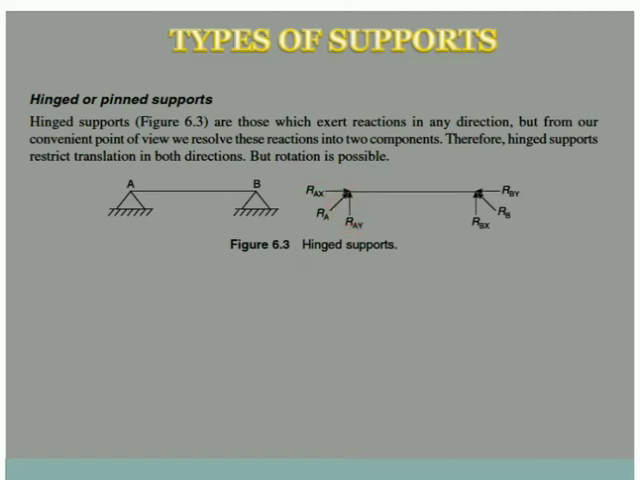This type of support restricts horizontal movement as well as vertical movement. It only permits rotation. So in this support, two reactions develop, one horizontal and one vertical. Now in roller supports there was no horizontal reaction, whereas in hinge support you will get a horizontal reaction. Hinge only permits rotational movement, it restricts horizontal movement as well as vertical motion. You cannot move horizontally or vertically with a hinge support, only rotation is possible.